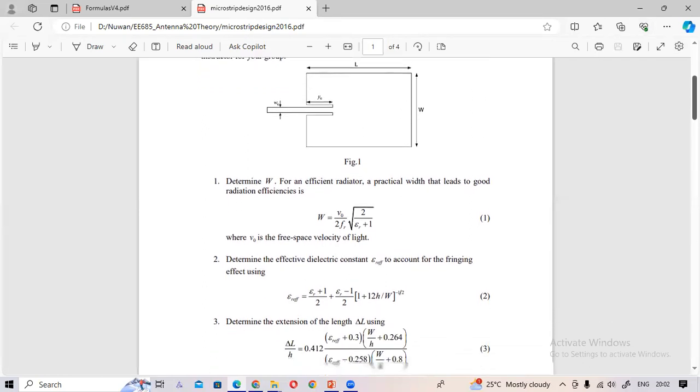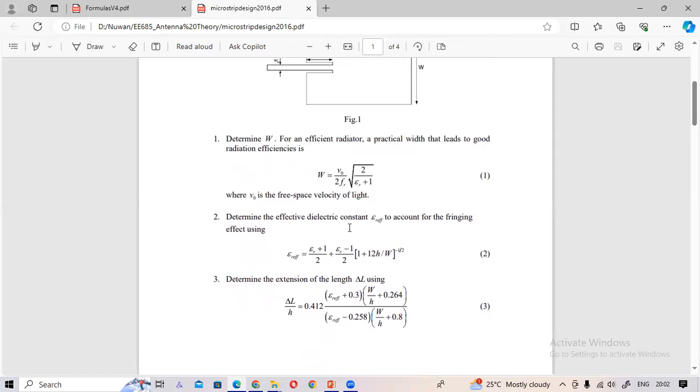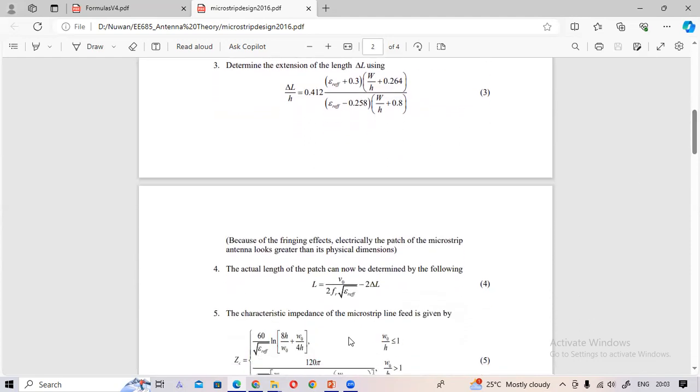I told you that for the microstrip substrate, the effective dielectric constant is different from the actual dielectric constant. This equation is given. Using it, if you know epsilon, the height and the width, you can calculate epsilon effective. Now you are calculating the width, so once you know the width you can calculate epsilon effective. Then this epsilon effective is related to the length, so you can calculate the length using this one.